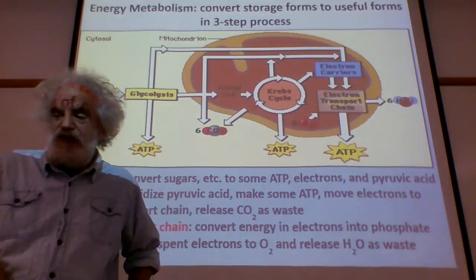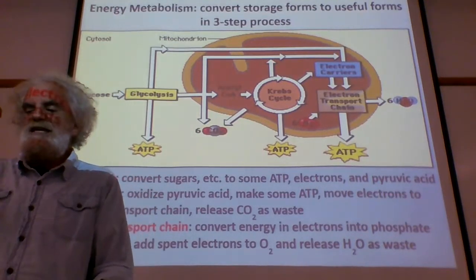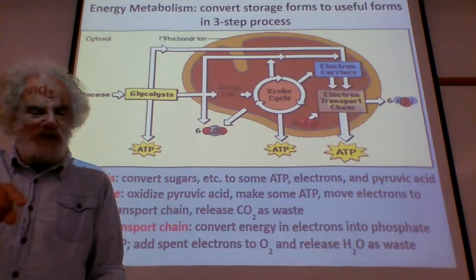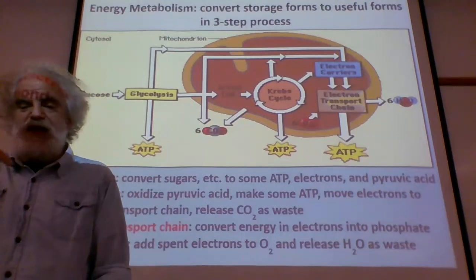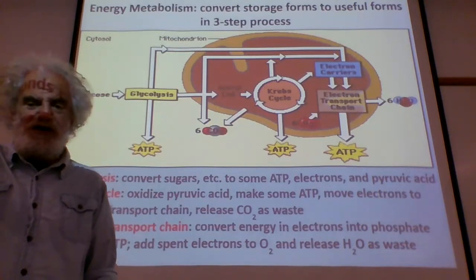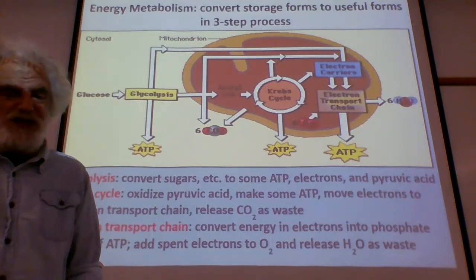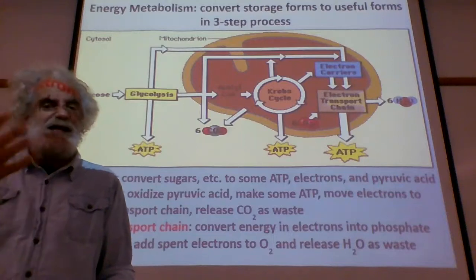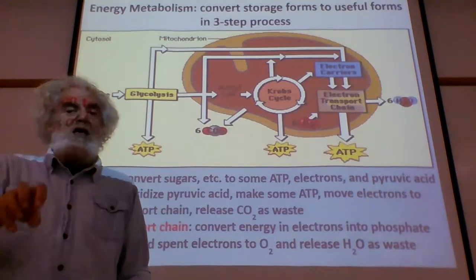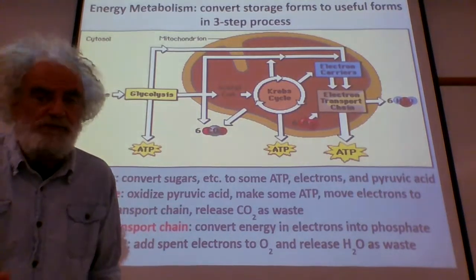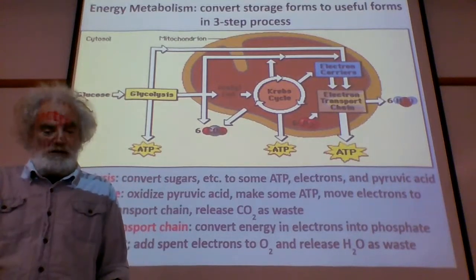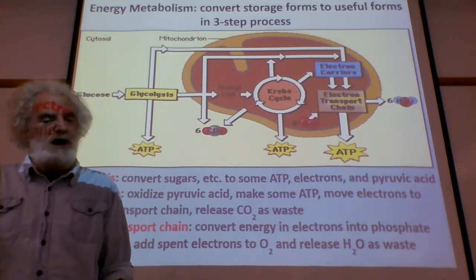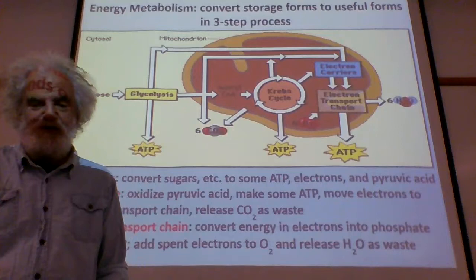Then finally, the electron transport chain is converting the energy in those electrons into the energy required to pump protons out. That energy is being used to actually add a phosphate to ADP to make ATP. And the electrons have to go somewhere, and in aerobic metabolism, they go on to oxygen. And you generate a molecule of water.